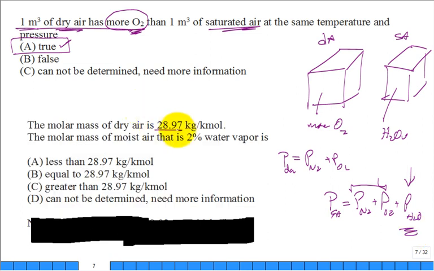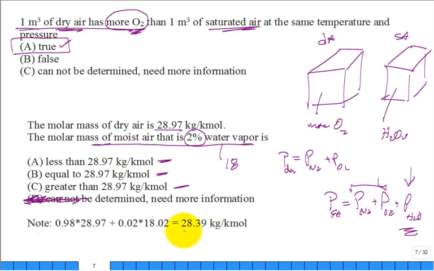So the molar mass of dry air is 28.97. The molar mass of moist air that has 2% water vapor, what would that be? I'm not asking you to calculate it, but would it be less than 28.97, same as 28.97, or greater than 28.97? And D is not a viable answer. I take it off the table. Yes, sir. It'd be less than, because the water vapor has 18 molar mass, and now it's coming into the mixture. And when you do the math, you find that it's down to 28.39. So we kick around this number good to four significant digits. But as soon as we start adding in water, the moist air mixture or saturated air mixture doesn't have the same molar mass, does it? It'll go down from the 28.97.